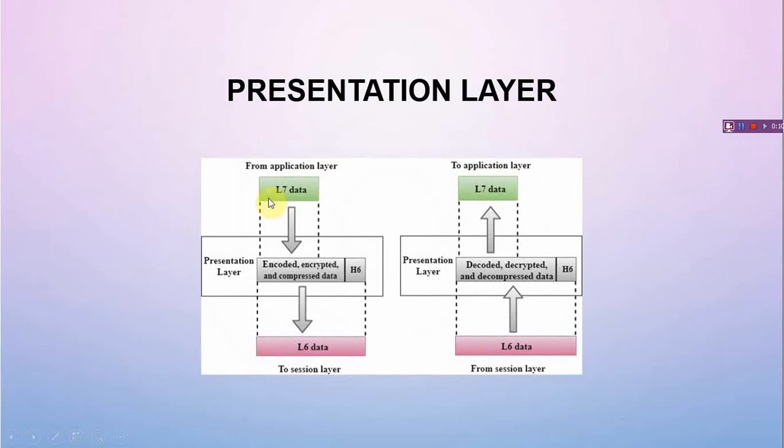So data from the application layer comes to the presentation layer, and the presentation layer translates it into a form that the receiver can understand. The data may be encoded, encrypted and compressed. Here in the presentation layer, at the sender side, it is encrypted and compressed. At the receiver side, the data at the presentation layer is decoded, decrypted and decompressed, and provided as a service to the application layer.